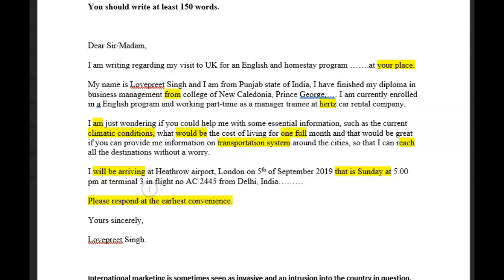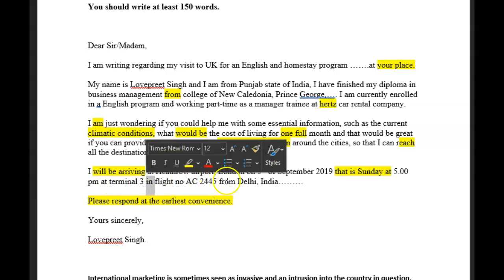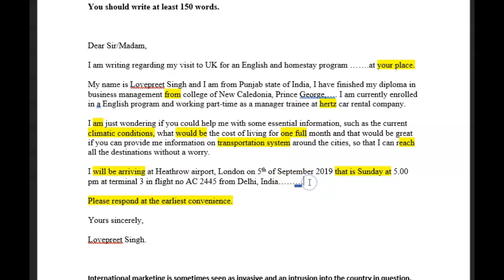Okay. So I use the present tense here. I arrive at Heathrow on the 5th of September. You don't need to say it's Sunday. They can look that up. At 5 p.m., Terminal 3, capital T, on flight, okay, from Delhi, India. I think you need one more line here, and I will take a taxi to your house, and I will get a bus, and it would be lovely if you could meet me. Just finish off that idea, that sentence.